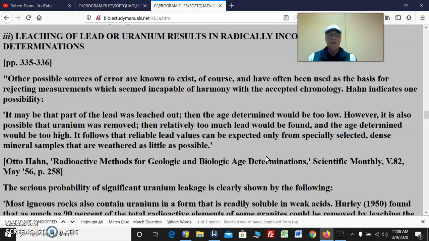How do you know? You weren't there when the rock was there for millions of years or whatever, and the age determined would be too high. It follows that reliable lead values can be expected only from specially selected dense mineral samples that are weathered as little as possible. Even then, you don't know. Could have been a local flood that redeposited the lead into a secure place, but lead was around before that.